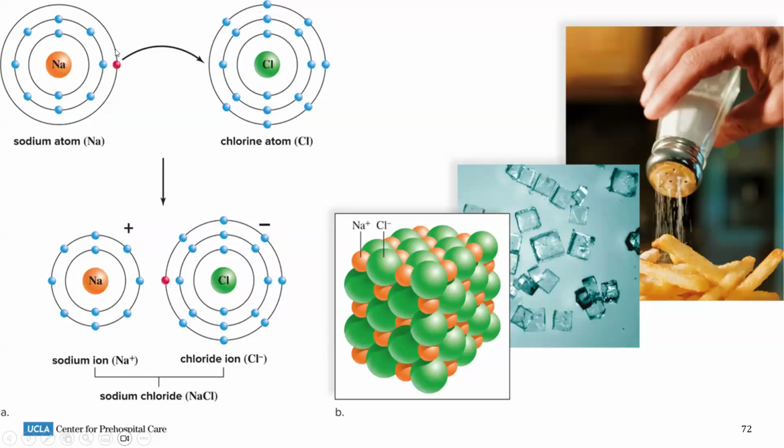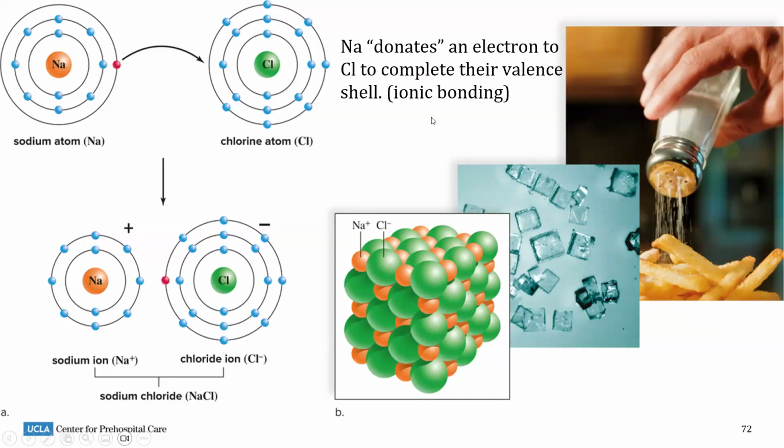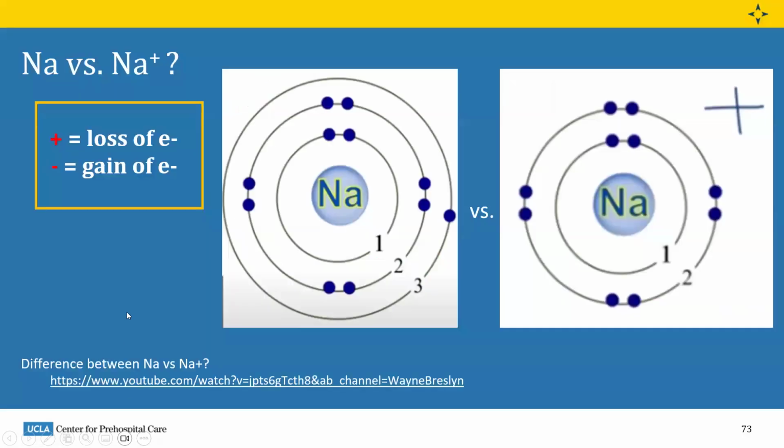Well, essentially, sodium has one electron in its outermost shell, and the chlorine atom is missing one electron in its outermost shell. Because it's a single electron here, it's very easy to donate that to the chlorine atom to essentially make it chloride, right? An ion. So this is called ionic bonding, where one atom gives up one electron to the other, kind of donates an electron. And so what's the difference between sodium versus Na plus?